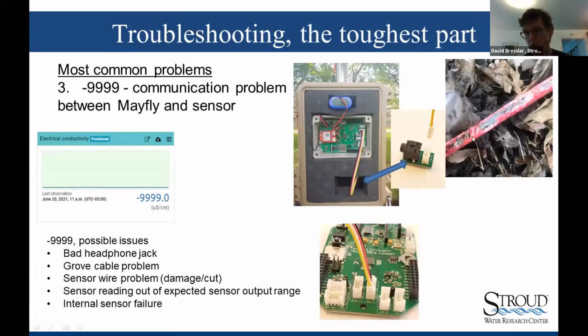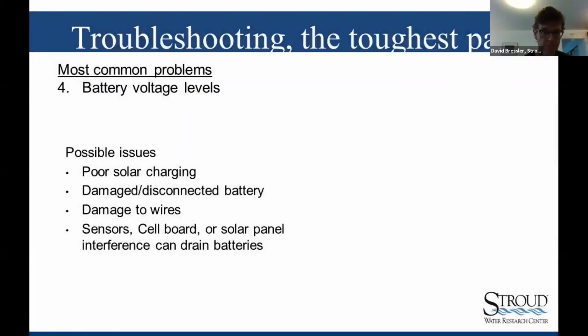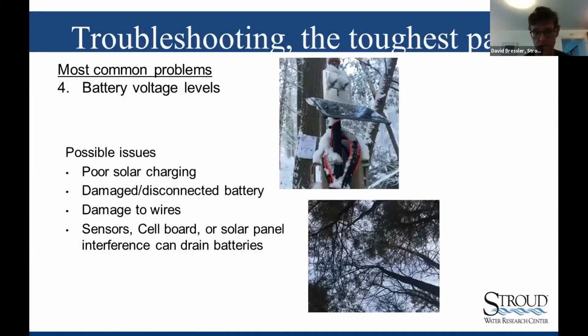You can have chewing of wires, as I mentioned yesterday, of animal vandals. And then you can actually just have bad sensors that come bad from the company, or they just go bad for whatever reason. And then battery voltage, certainly solar charging can be an issue. Snow, or I mentioned vegetation, or a lot of canopy coverage can affect charging.